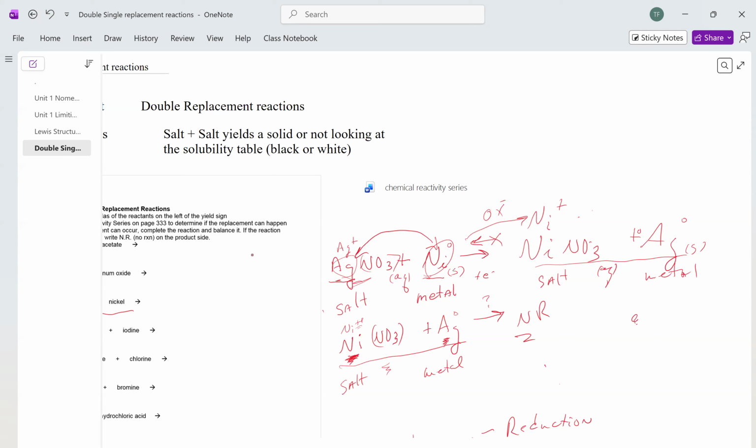So when you're studying single replacement reactions, there are two parts. Does the reaction go or not? Yes or no? If it's yes, then you swap the two metals for the product.